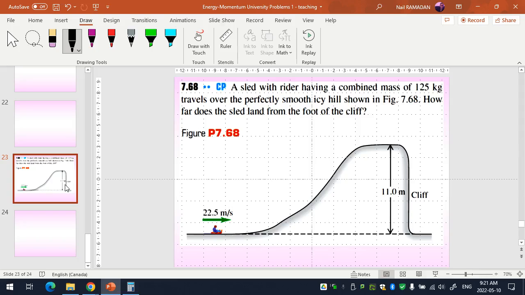At the base of the hill, a sled with a rider having a combined mass of 125 kilograms travels over a perfectly smooth icy hill, which means what? Smooth icy hill, no what? No friction. Okay. How far does the sled land from the foot of the hill?